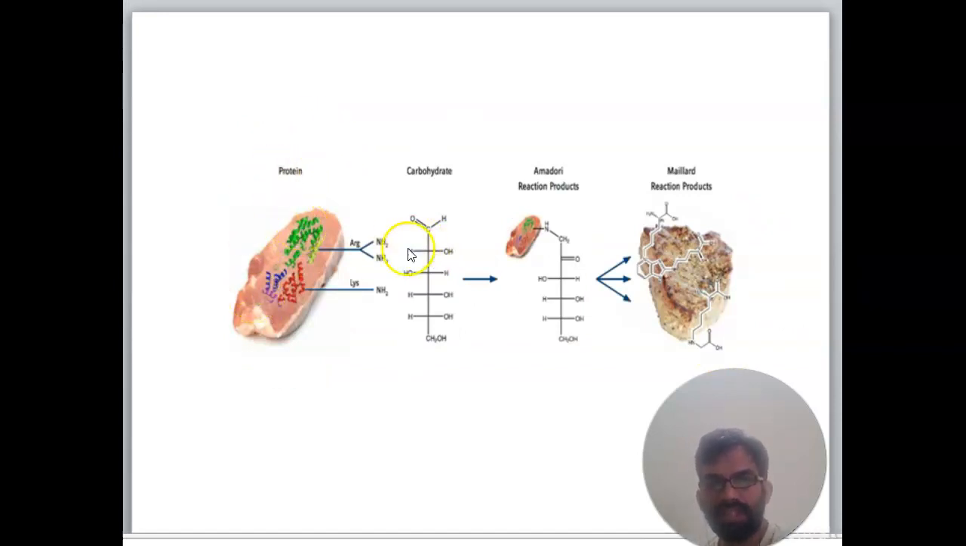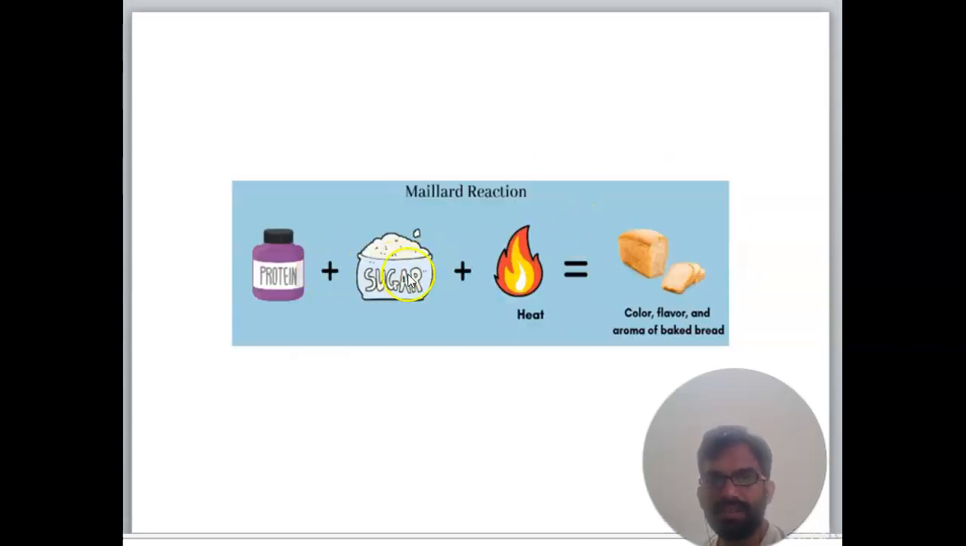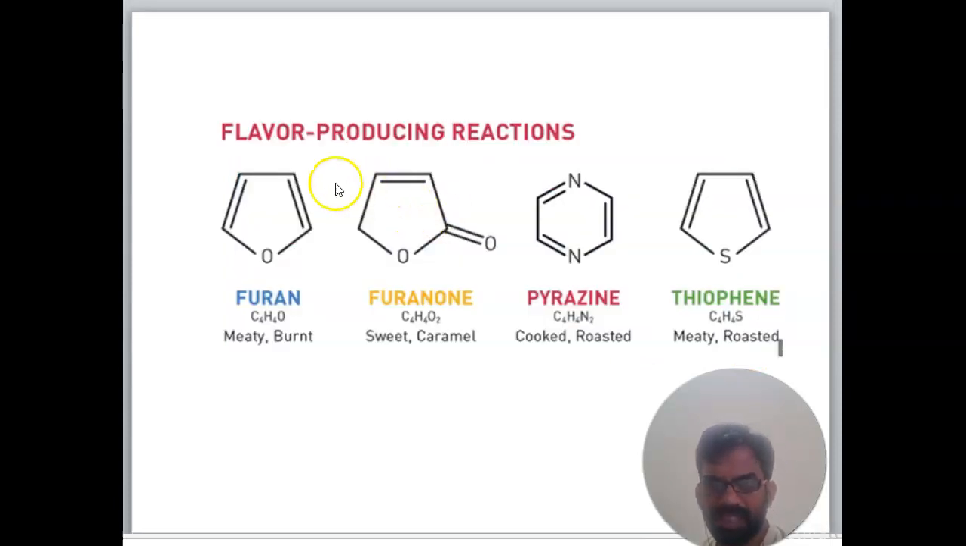We understood the proteins, and you can go to the carbohydrates and the Maillard reaction products, which then form the Maillard reaction product, a color change. Then you can see here how protein and sugar combine with heat, then change the color, flavor and aroma of baked breads. This is the actual mechanism of the Maillard reaction. You can see flavor-producing reactions like furan, pyrrole and thiophene. These give meaty, burnt, sweet caramel, cooked and roasted meat flavors. These are the kinds of flavor-producing reactions in the Maillard reaction.